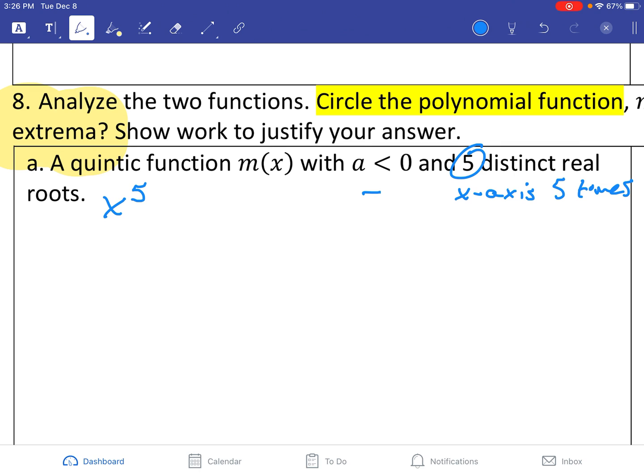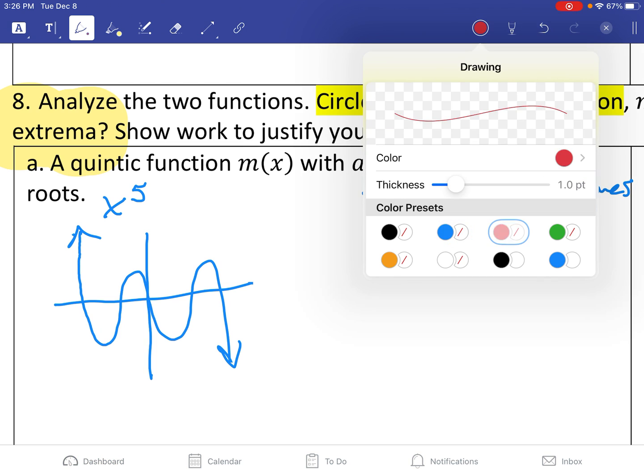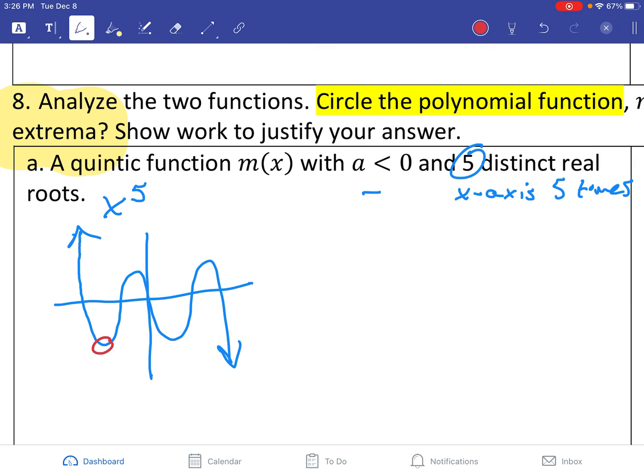Okay, so if we remember back to the extrema when we were drawing those sketches of the graphs, this is x to the fifth, so it's an odd function. It's negative, so it's going to start up here. It's going to go through the x-axis 5 times. 1, 2, 3, 4, 5. So that's what your graph should look something like. If we're talking about extrema, we're looking at the peaks and valleys of our graph. So we have a valley, peak, valley, peak. There are 4 extrema.